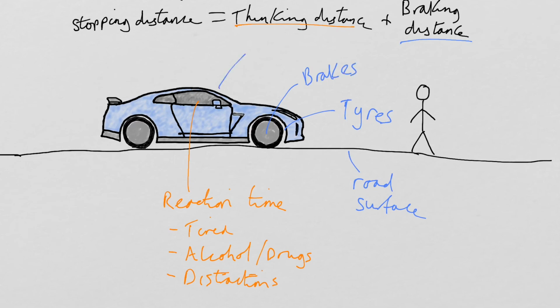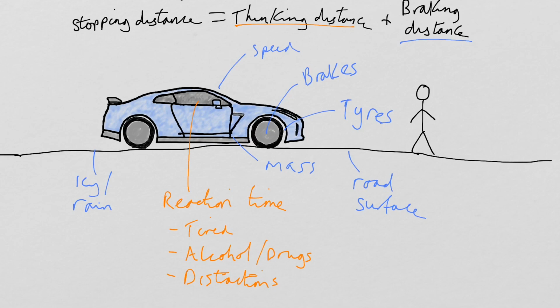Maybe the car has a lot of momentum. In other words, it's very heavy and it's going very fast. So its speed and the car's mass as well. Heavier cars are harder to stop, as are faster cars. Maybe there's a lot of ice or water on the road. So the weather conditions can also affect it.